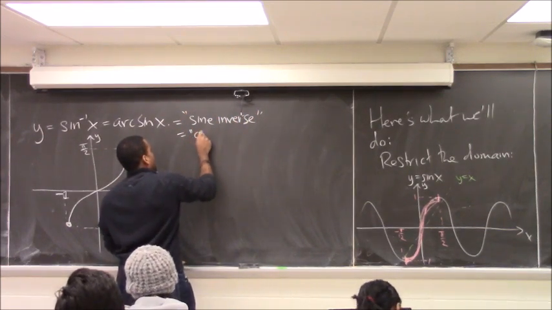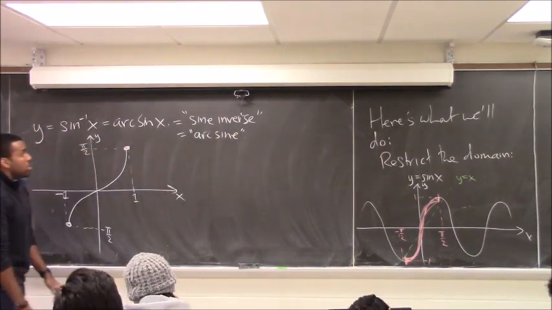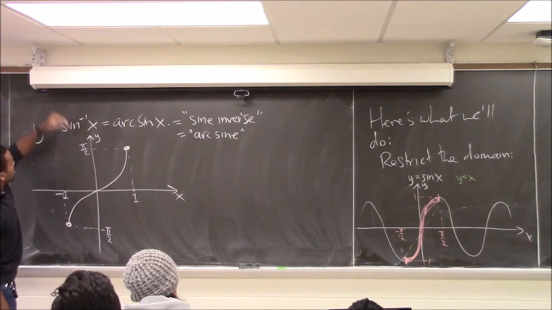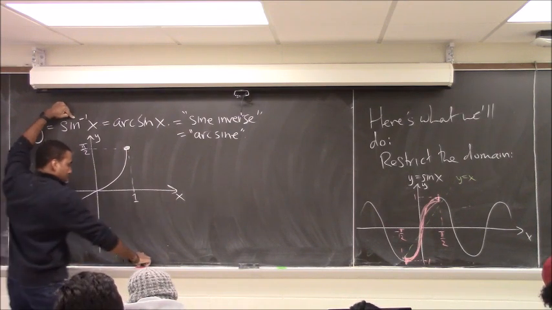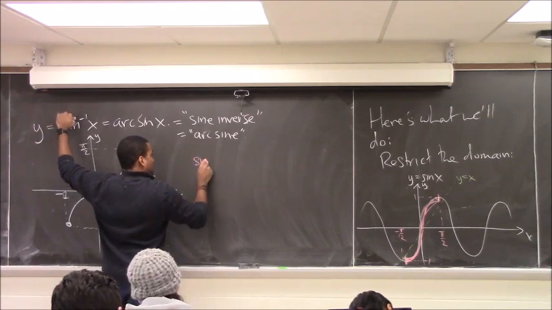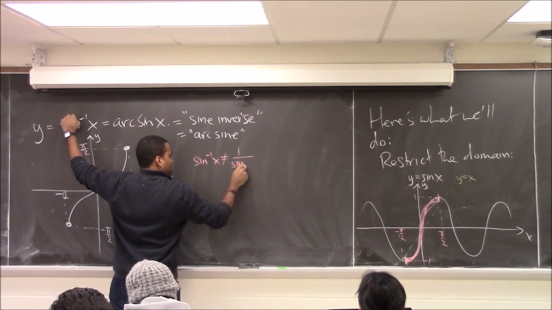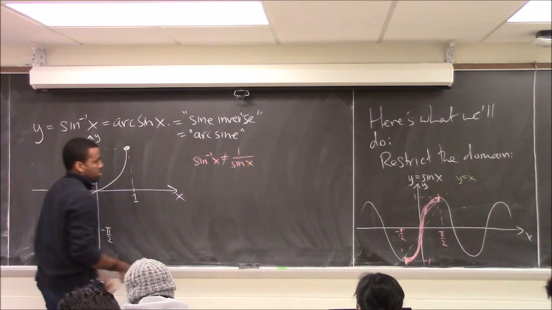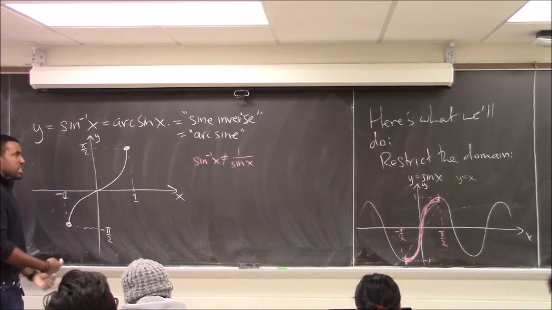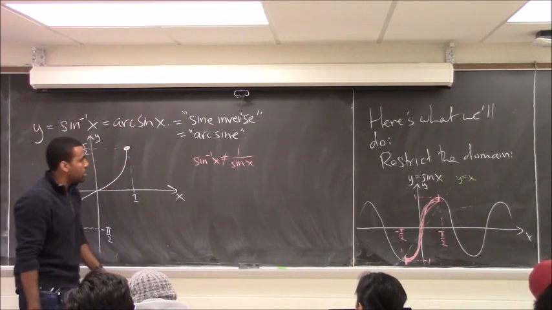Sometimes you also call it arc sine. Now, this is the notation for it, but sometimes students mix this up. Sine inverse of x does not mean 1 over sine x. We're used to thinking of the -1 power to mean 1 over, but in this instance, that's not what it means. This is actually just like the f inverse notation.